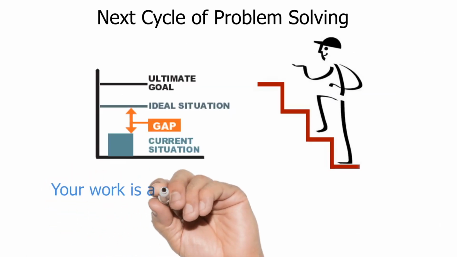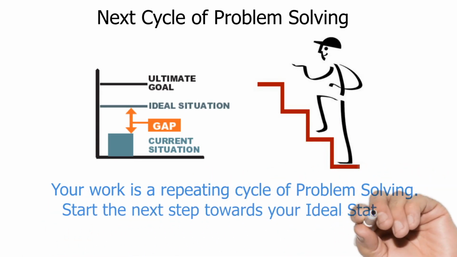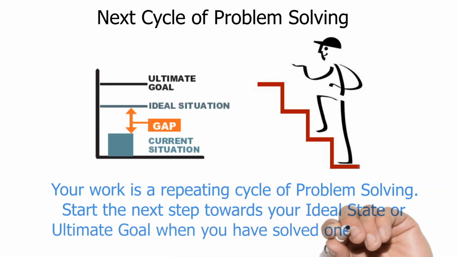Next cycle of problem solving. Your work is a repeating cycle of problem solving. Start the next step towards the ideal state or the ultimate goal when you have solved one problem.